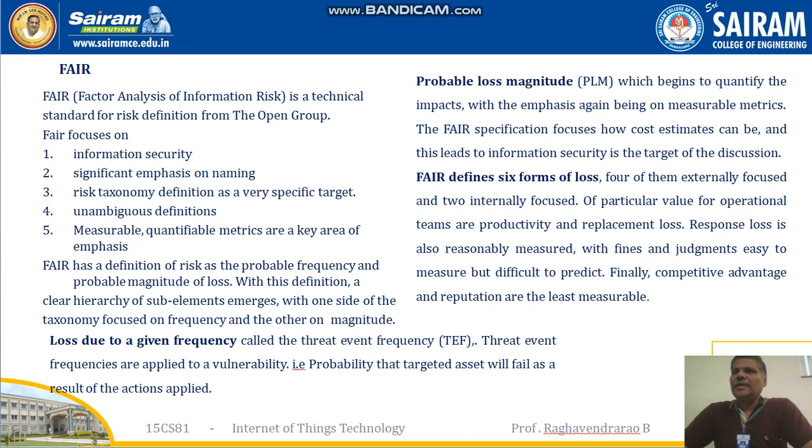Finally, competitive advantage and reputation are also going to be the least measurable. So we can say, as it is specifically stated, there are 4 types of losses externally and 2 types of losses internally. So all these things are quantifiable. Hence, basically a measure is going to be there, and based on that measure, it can get protected, so next time it should not happen. In such a way the data is going to get protected.